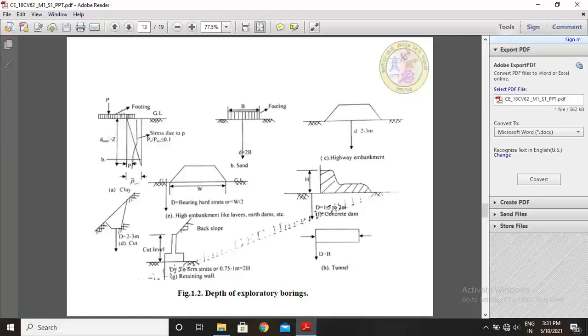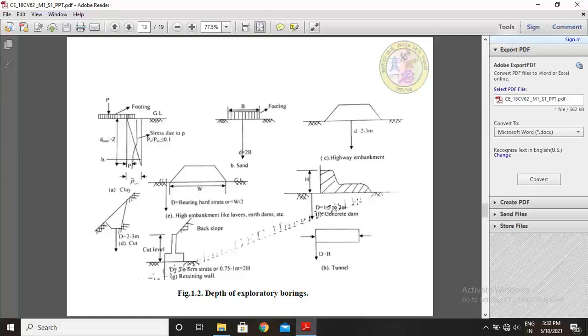So this structure is a footing at a depth Z, with stress due to point load P, and we are collecting the samples in clay. This is for sandy area, where the depth required is D equal to 2 times B. If highway embankments, you collect the sample at a depth of 2 to 3 meters. If sloped structure, you collect the sample at 2 to 3 meter depth. If embankments with boring in hard strata, then you select the sample at a depth of W by 2, where W is the width of the embankment.